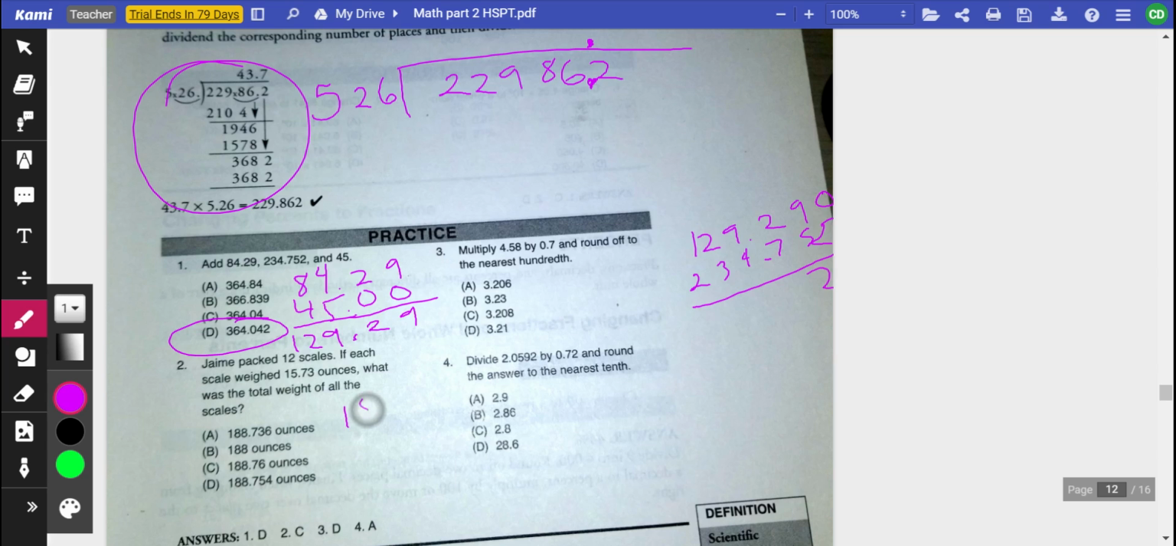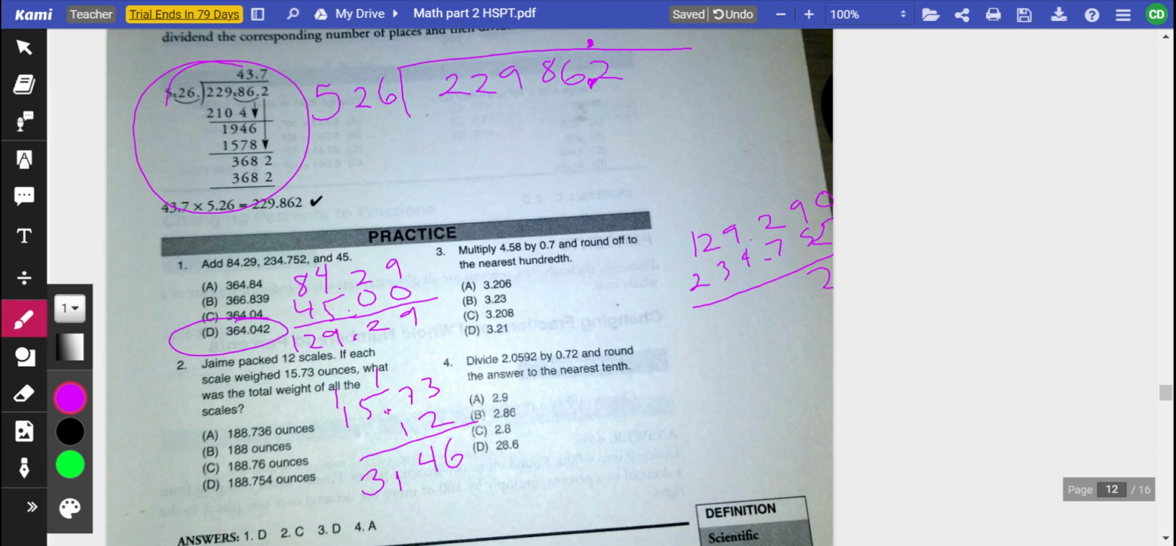So we know we're going to multiply. So 15.73 times 12. I already know there's 2 place values in my problem, so there's going to be 2 place values in my answer. So for the decimal point, I'm going to do 2 times 3, which gets me 6, 2 times 7, which gets me 14, 2 times 5 is 10, plus the 1, which gets me the 100, and then 2 times 1 is 2, plus 1 is 3.